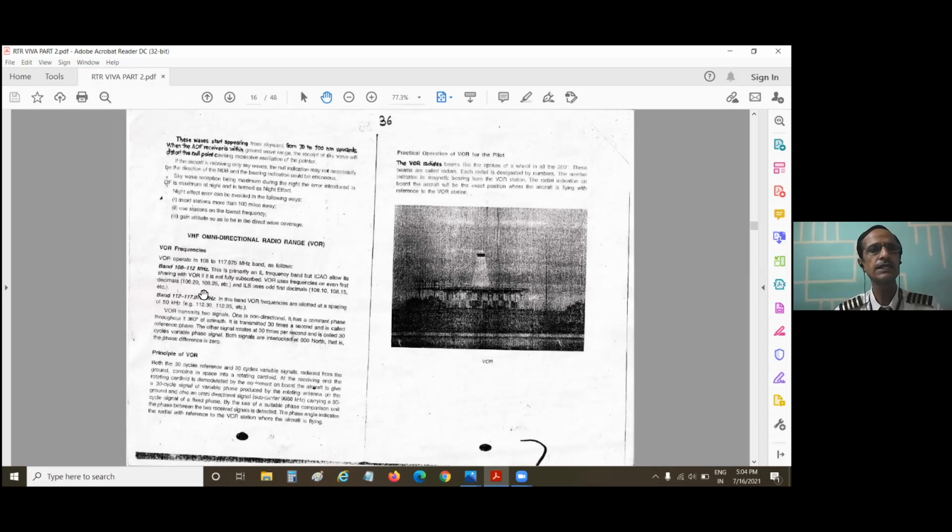Okay. Then after the 112 to 117 decimal line, VOR band.